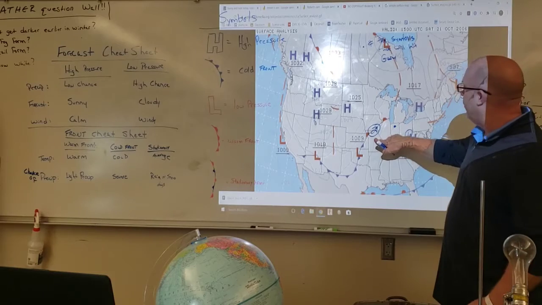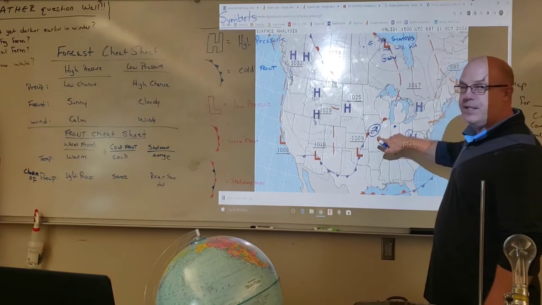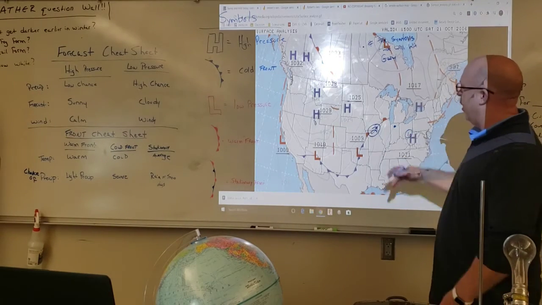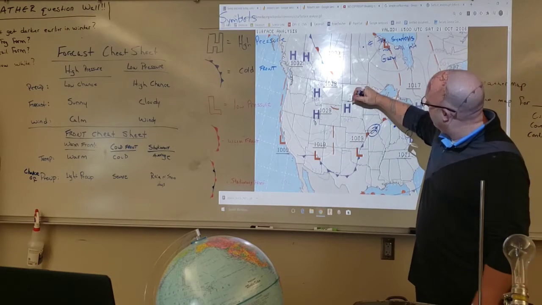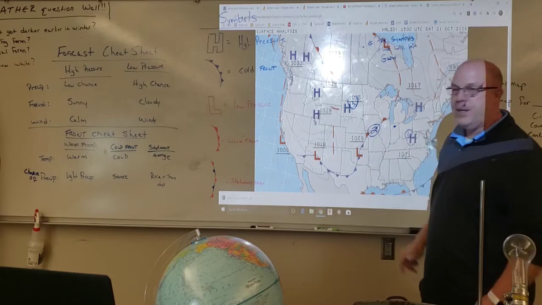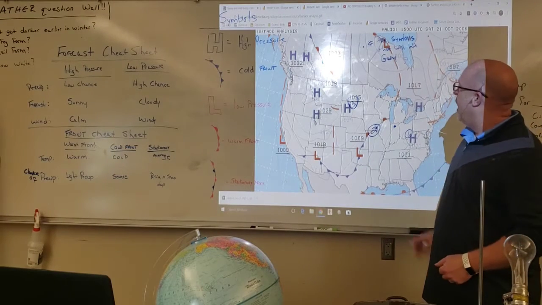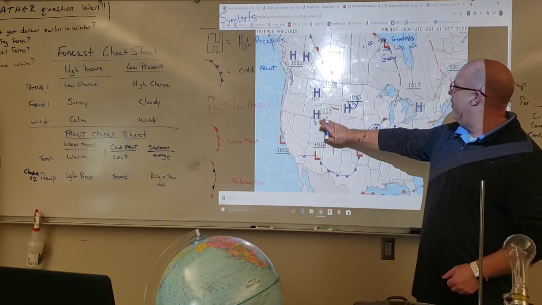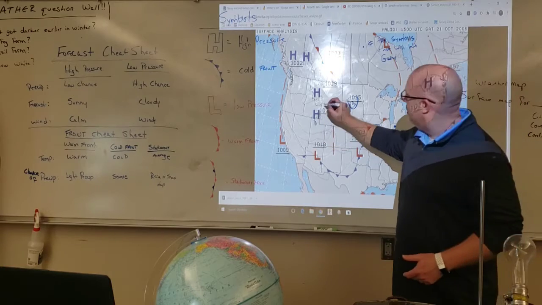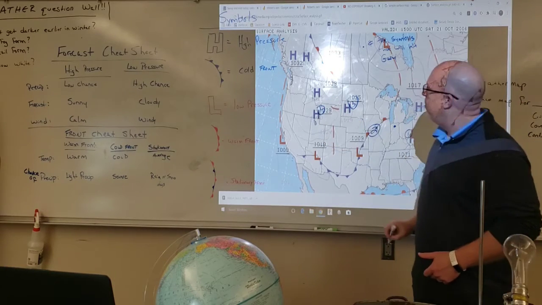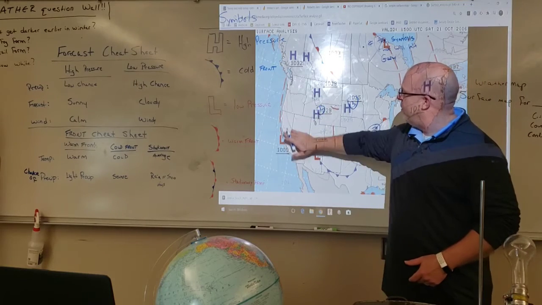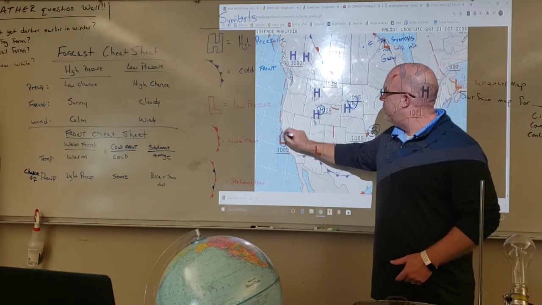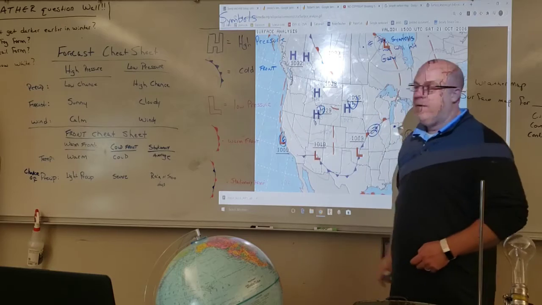After the stationary front hits, the next symbol that's going to move to Gary, Indiana, remember, weather moves this way, is this high pressure, which is number 3. And then after that high pressure, we have another high pressure. That's going to be number 4. And the final thing on the map that's going to get there is this one right here, which is a low pressure, and that's going to be number 5.